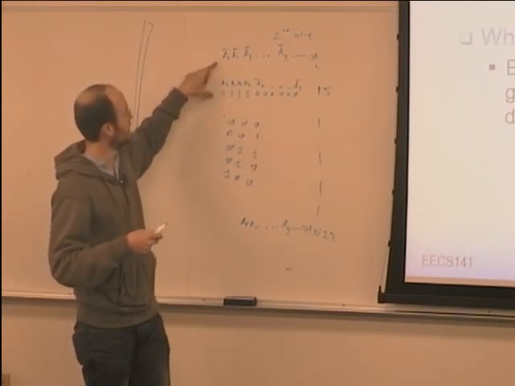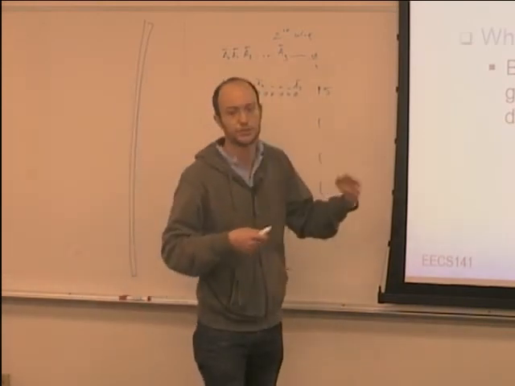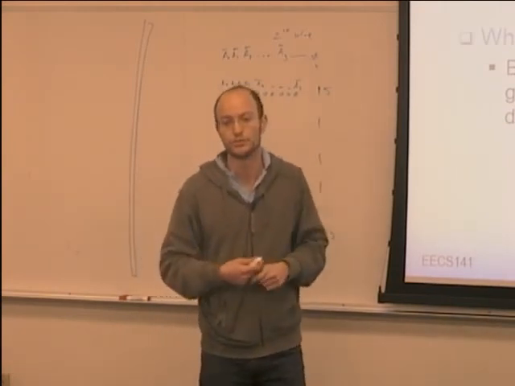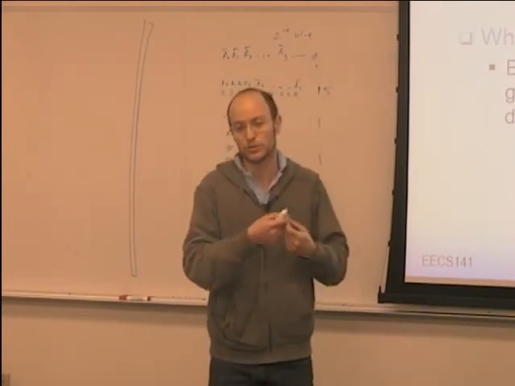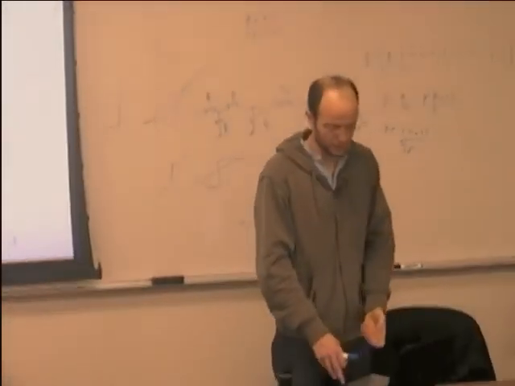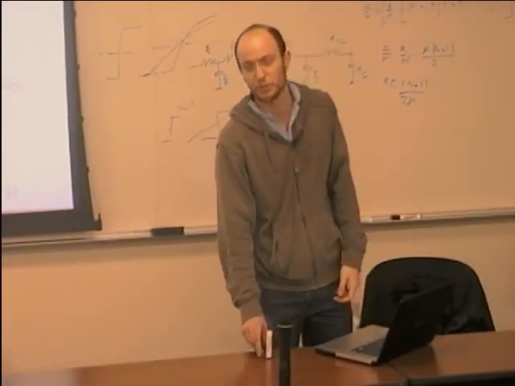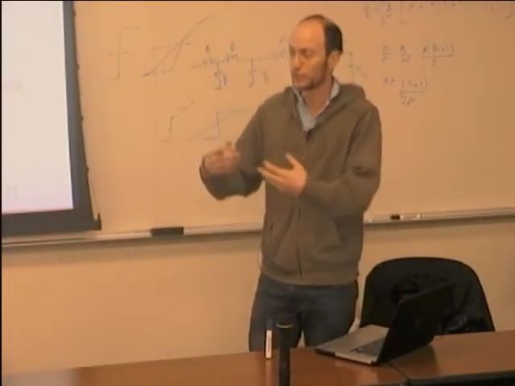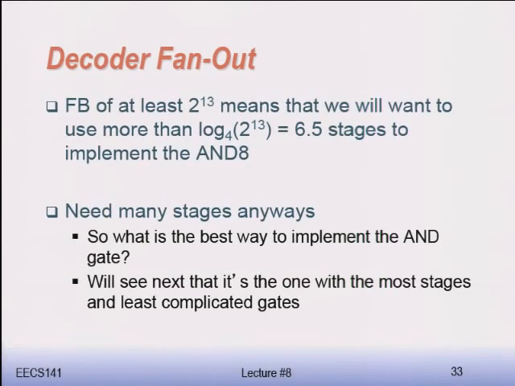So the branching effort is actually 2 to the n over 2, because each input goes to half of them. From that, you can find the total path effort and then calculate the number of stages. You can already imagine that this path effort is pretty large, because there is a 2 to the 10 and then another 2 to the 9, essentially. So you end up with a pretty large number of stages.